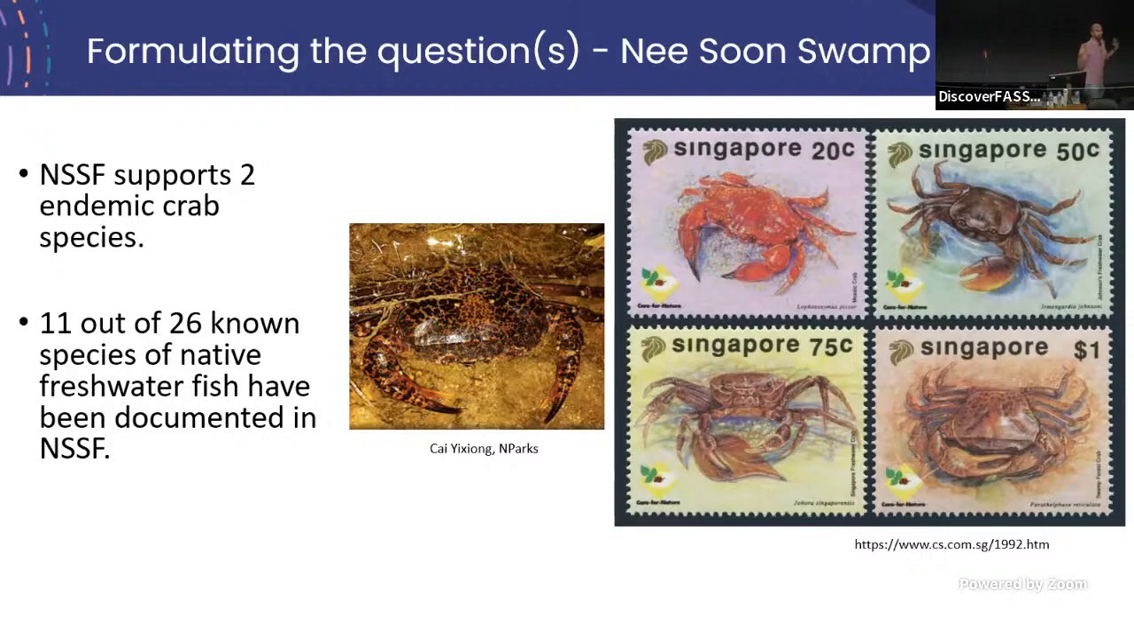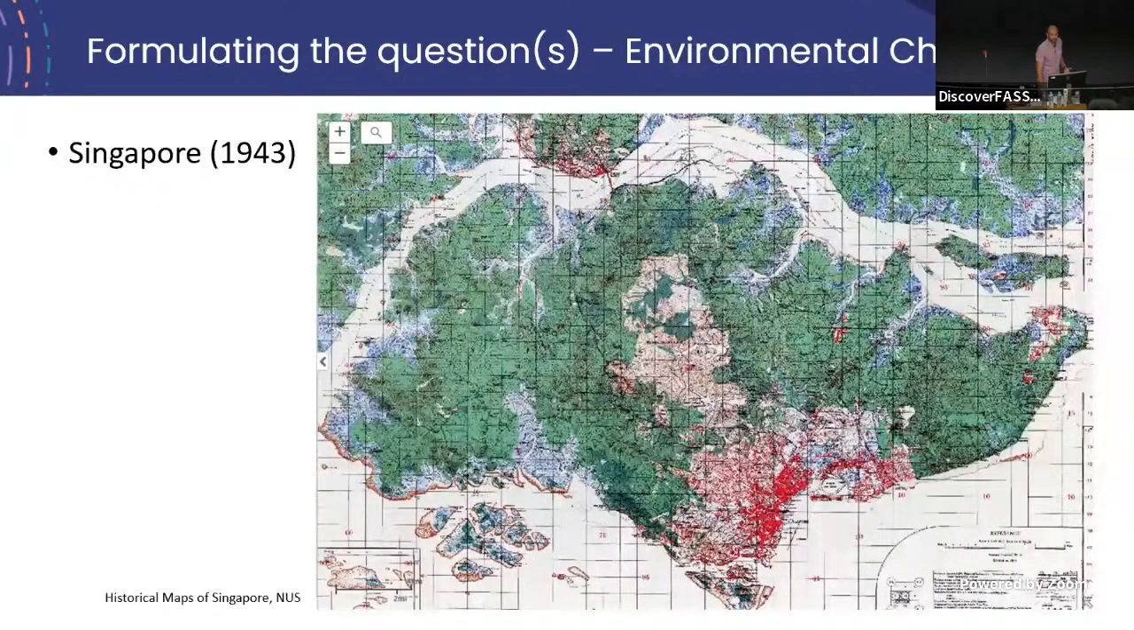These two species are found exclusively in Nisun. So if that forest was to go, we are losing a part of our natural heritage. So it's to try to conserve these particular organisms. And it's not just the crabs that we find. We also have a lot of freshwater fish species found in there as well. So these are the important species that we need to preserve.